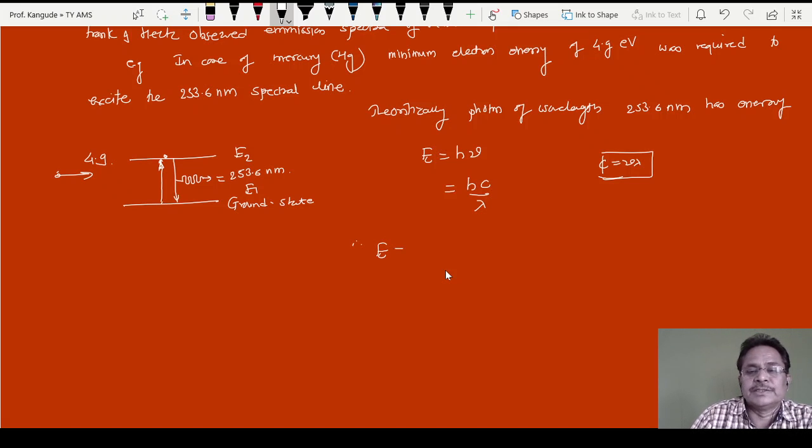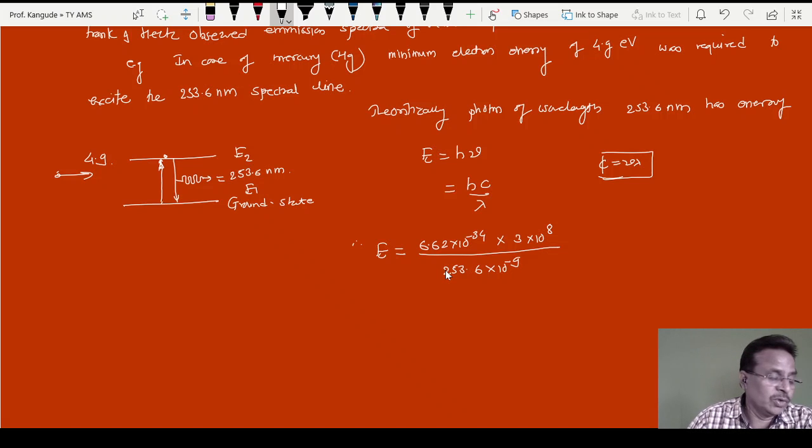I can calculate E is equal to, h is 6.62 into 10 raised to minus 34 joule seconds, into c, which is 3 into 10 raised to 8 meters per second. I can use all the MKS units there, and lambda is nothing but 253.6 nanometers, meaning 10 raised to minus 9 meters. If I do all these calculations, I get this much energy: 7.84 into 10 raised to minus 17 joules. You can do this calculation if you want.